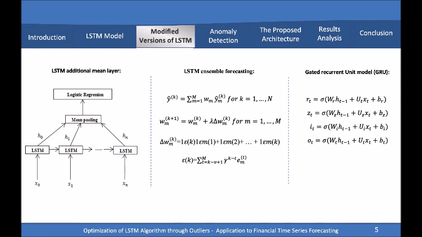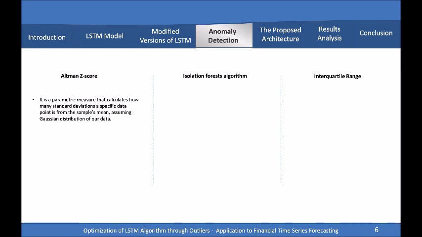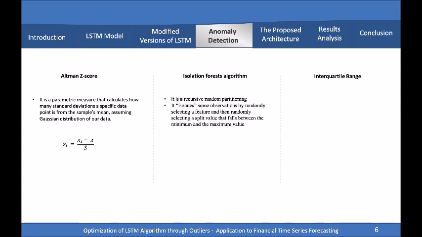Now let's move to the anomaly detection section, which refers to identifying the outlier data points present in our dataset relative to some standard or usual signal, like extreme values that deviate a lot from our observations. We will go through the Z-score, the isolation forest algorithm, and the interquartile range. The Z-score is a parametric measure that calculates how many standard deviations a specific data point is from the sample's mean, assuming a Gaussian distribution of our data. The isolation forest algorithm is a recursive random partitioning algorithm. It isolates some observations by randomly selecting a feature and then randomly selecting a split value that falls between the minimum and the maximum value. And finally, the interquartile range is a measure of variability of data based on dividing the dataset into quartiles to evaluate how spread out the values are.